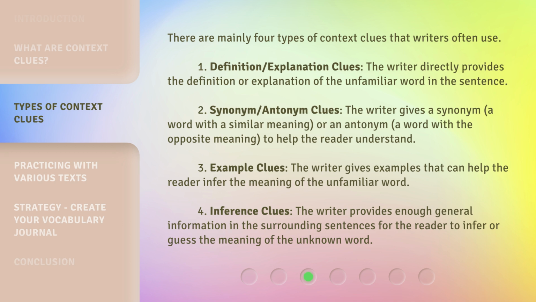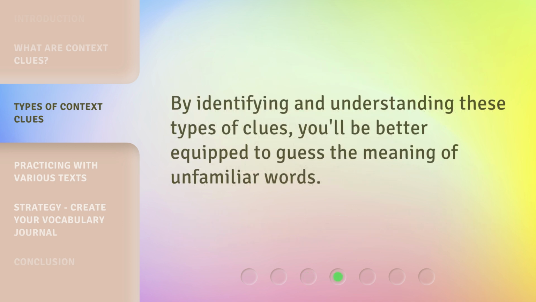3. Example clues. The writer gives examples that can help the reader infer the meaning of the unfamiliar word. 4. Inference clues. The writer provides enough general information in the surrounding sentences for the reader to infer or guess the meaning of the unknown word. By identifying and understanding these types of clues, you'll be better equipped to guess the meaning of unfamiliar words.